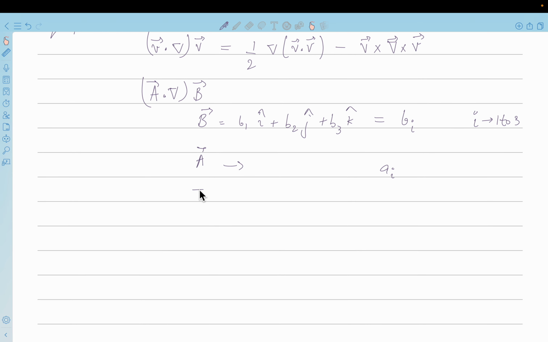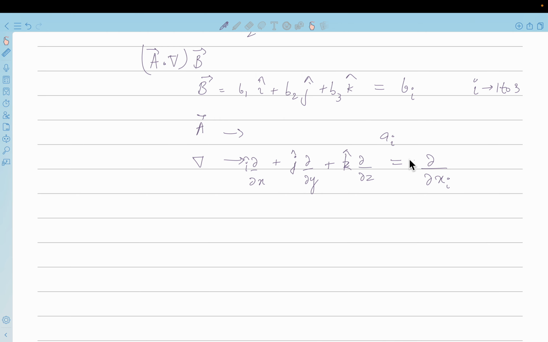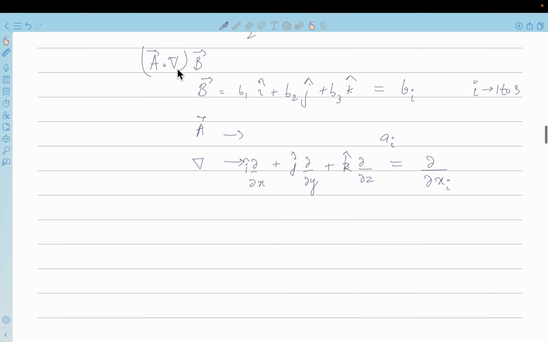Now the grad vector, so this is an operator. This operator goes like ∂/∂x in the i cap direction, plus in the j cap direction you have ∂/∂y, and in the k cap direction you have ∂/∂z, right? So we will write this as ∂/∂xi. So it is understood that at i equal to 1, that means in the first direction it is ∂/∂x and so on. So again, this is a shorthand notation where I am not writing i cap, j cap, all these things are not written. It is understood, implicit.